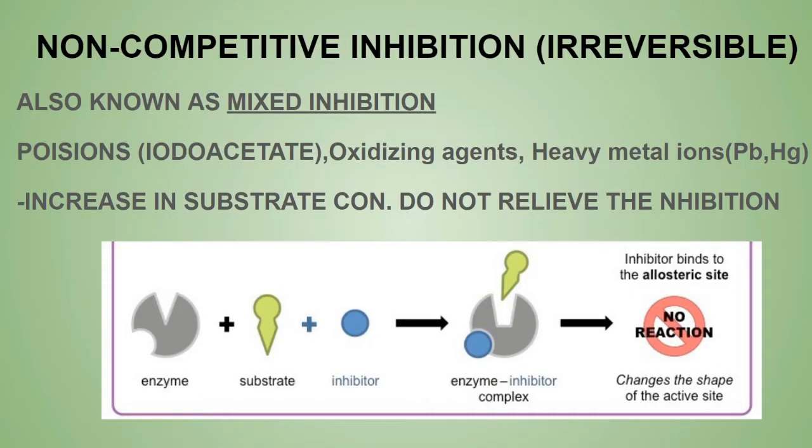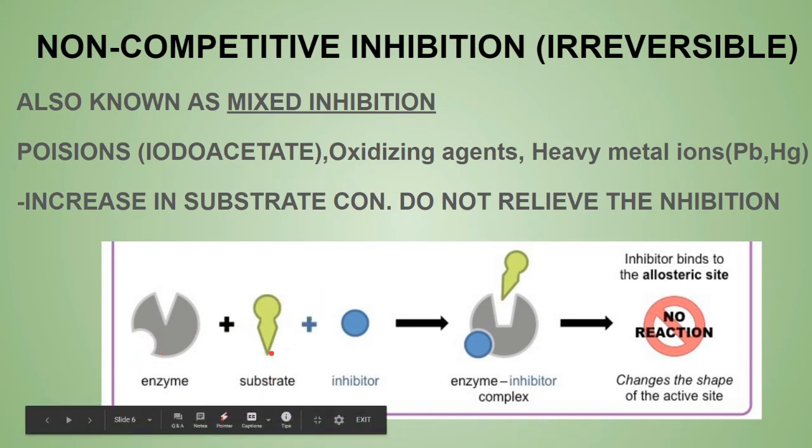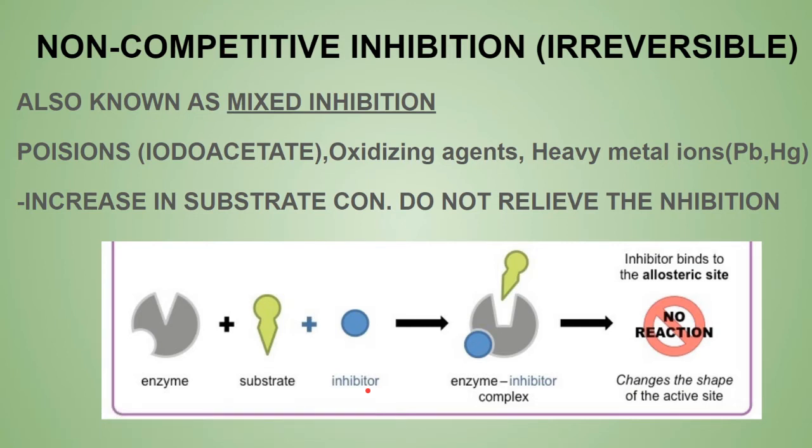Now next is non-competitive inhibition, also known as mixed inhibition. It is actually an irreversible reaction. Here, poisons like iodoacetate, oxidizing agents, and heavy metal ions like lead and mercury non-competitively inhibit the enzyme. What happens here is, as you can see, this is the enzyme, this the substrate, and this the inhibitor. Here the inhibitor is not a structural analog of the substrate.